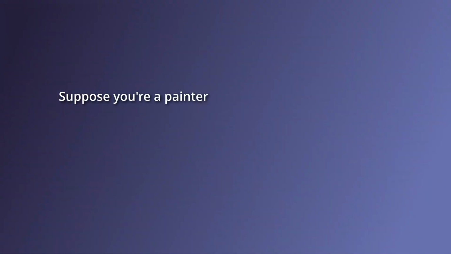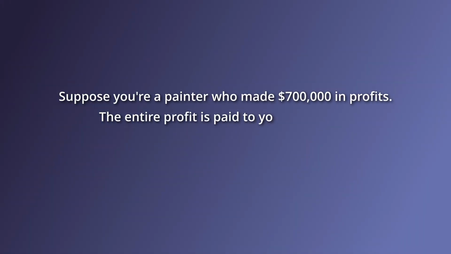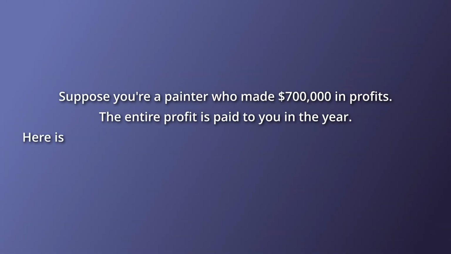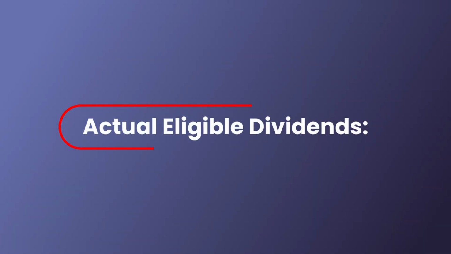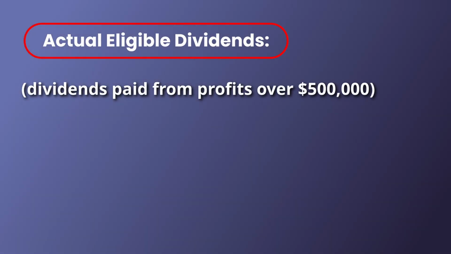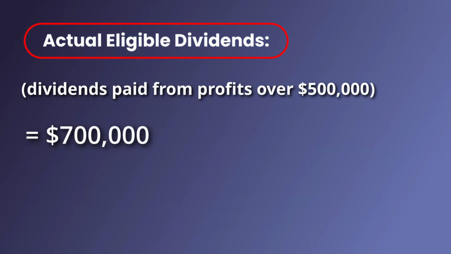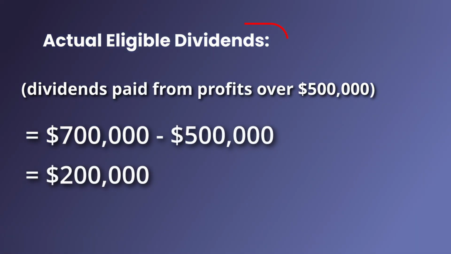Suppose you're a painter who made $700,000 in profits. The entire profit is paid to you in the year. Here's how you'd calculate the correct numbers to fill in the T5 slip. Actual eligible dividends. Dividends paid from profits over $500,000. $700,000 minus $500,000 comes to $200,000.